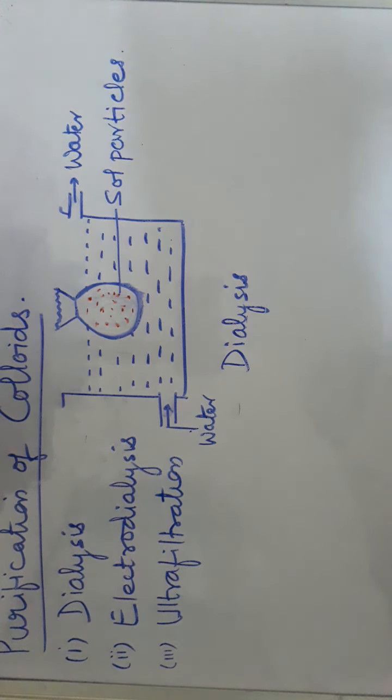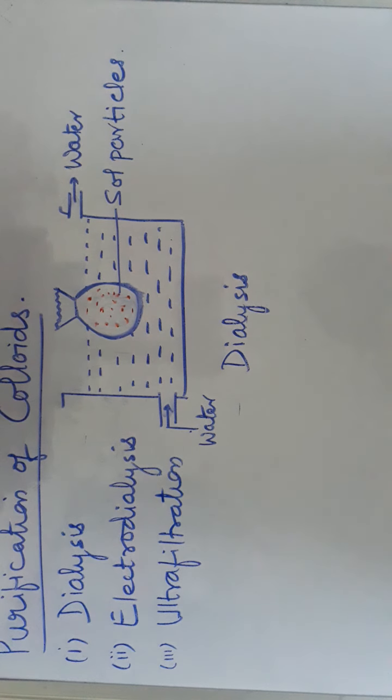Now, if the amount of electrolyte or impurity in a lyophobic colloid is more, then that leads to precipitation of the colloid. Therefore, if any impurity or electrolyte is present in a lyophobic colloid, it is necessary that it should be removed. So, what does purification of colloid mean?